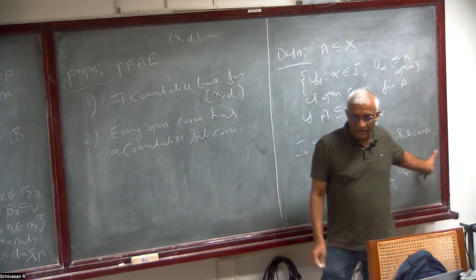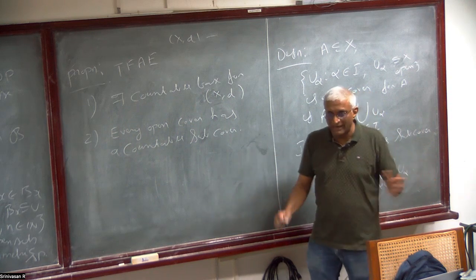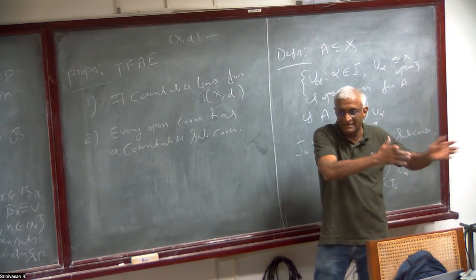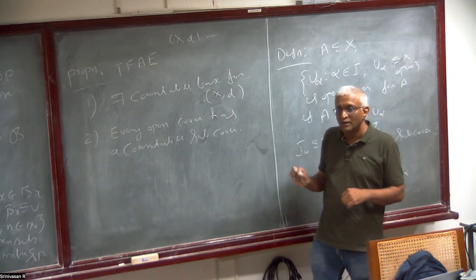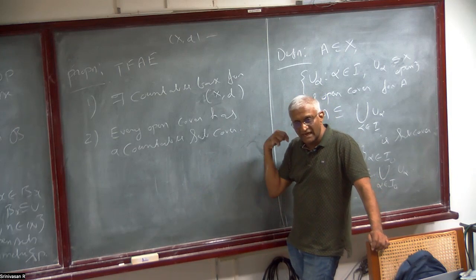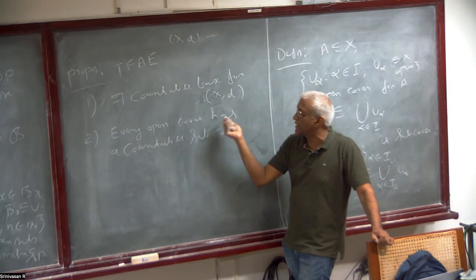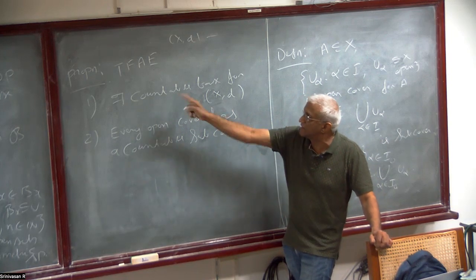Subcover means you take this sub collection. The sub collection, I mean, you can take subset or something, but it's a collection of sets. We call it a collection of something. So if that sub collection is countable, then we call it a countable subcover. So every open cover has a countable subcover. This is equivalent to this.